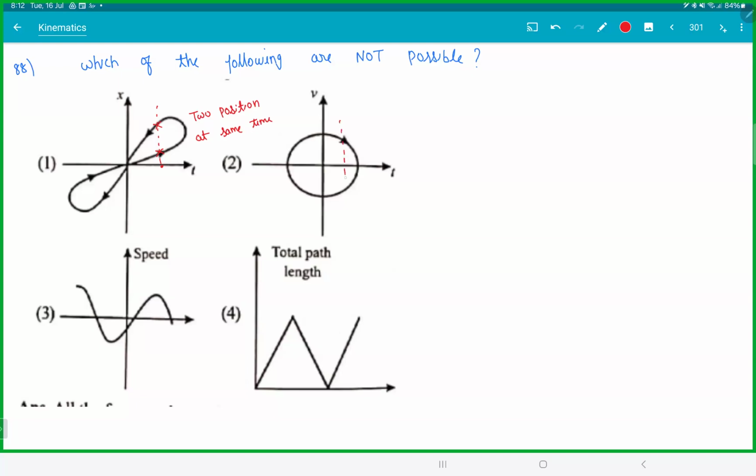Again, same thing. Two velocities at the same time. Time के साथ वो problem है. Whenever there's a time, you can't come back in time. Speed can't be negative.